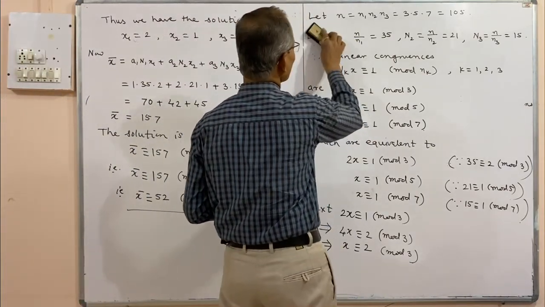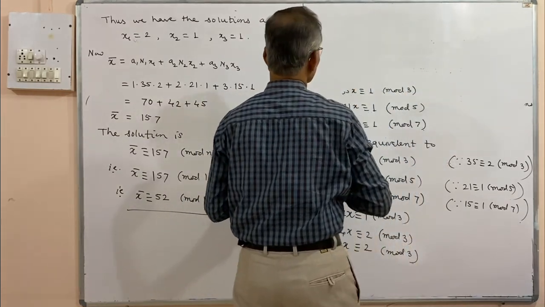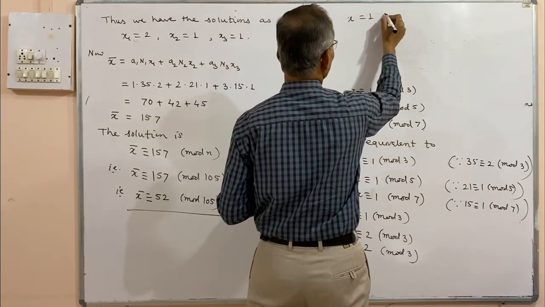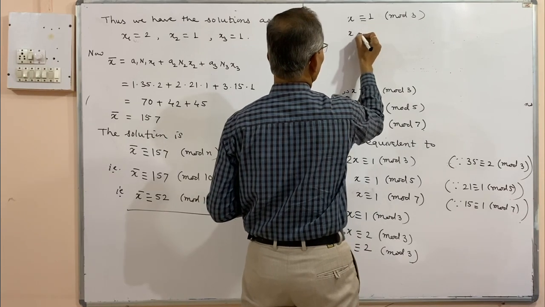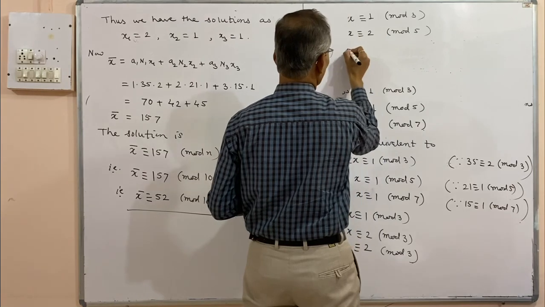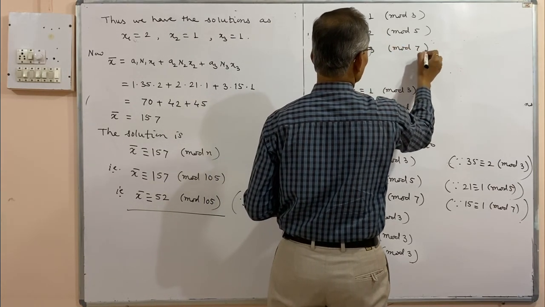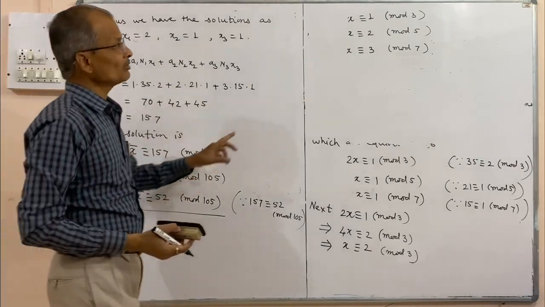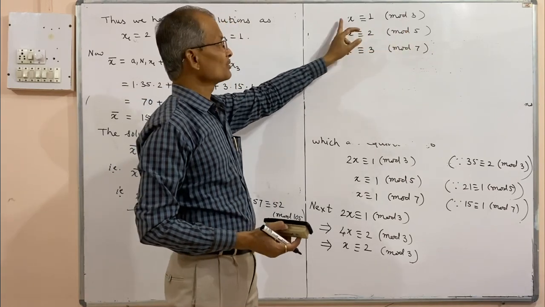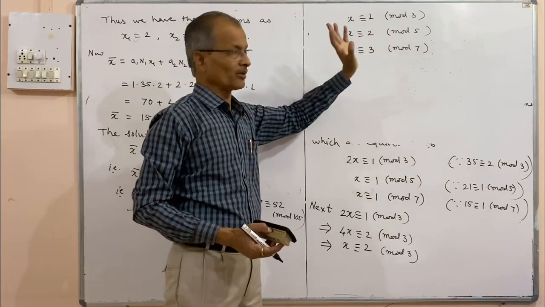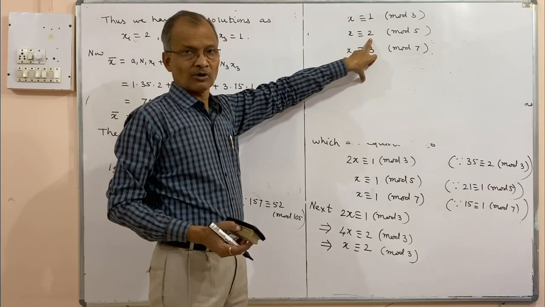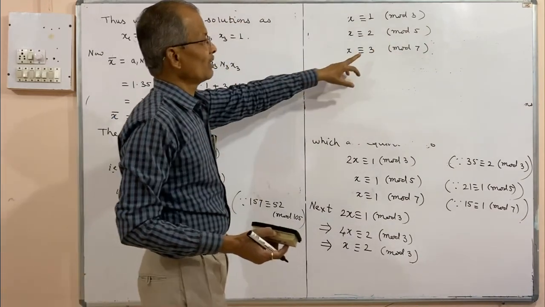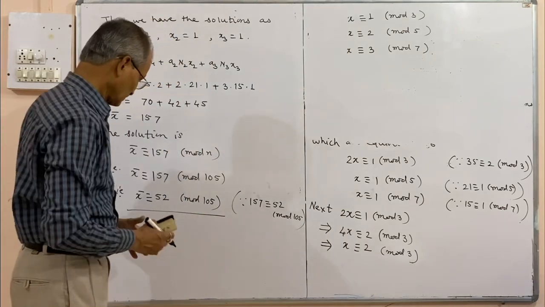So what was our problem? We can verify our answer. x is congruent to 1 under modulo 3, x is congruent to 2 under modulo 5, and x is congruent to 3 under modulo 7. Now we may check whether 52 satisfies all three congruences. Is 52 congruent to 1 under modulo 3? Yes, because 52 minus 1 is 51 and 3 divides 51. Again, 52 is congruent to 2 modulo 5 because 52 minus 2 is 50, and 5 divides the difference. And 7 divides the difference of 52 and 3, which is 49. 7 divides 49. And thus, this can be verified.